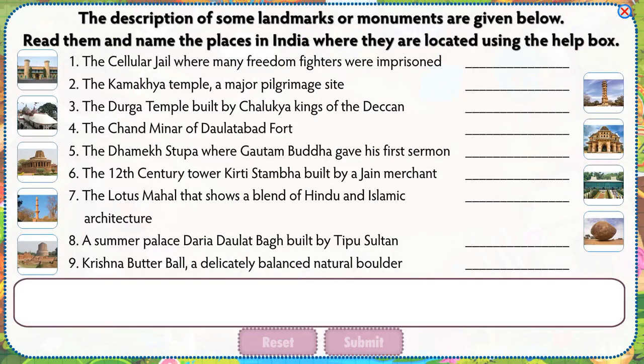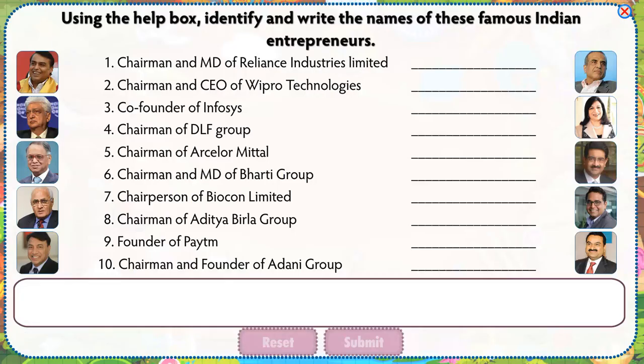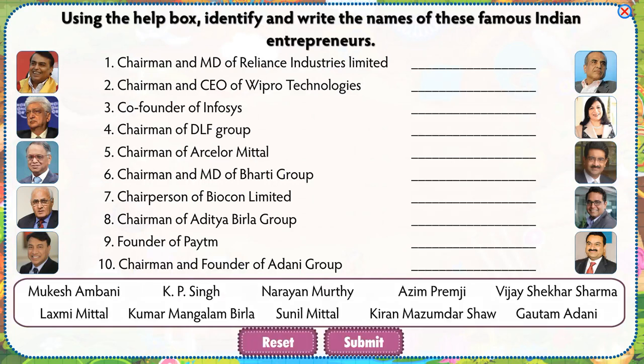The description of some landmarks or monuments are given below. Read them and name the places in India where they are located using the help box. Using the help box, identify and write the names of these famous Indian entrepreneurs.